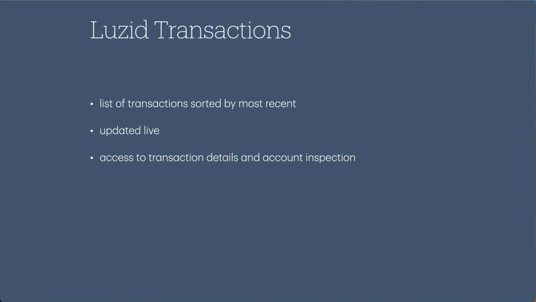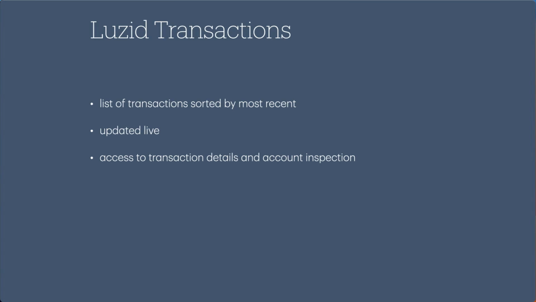Now let's look at the Luzid Transactions tab, which lists transactions as they're coming in. They're updated live, and they are sorted by the most recent on top. So you can see obviously what's most interesting first. And that view also provides access to the details of those transactions, as well as allows you to inspect the accounts related to these transactions.